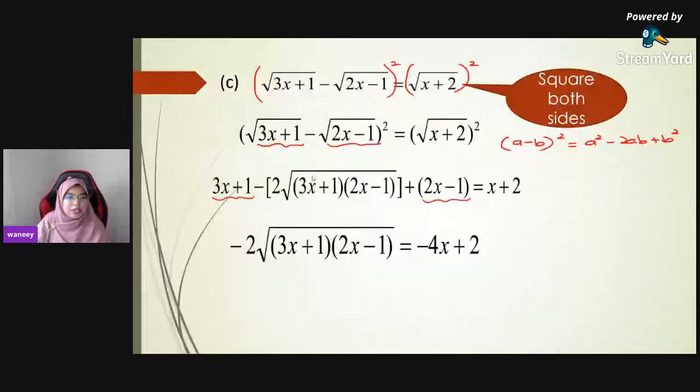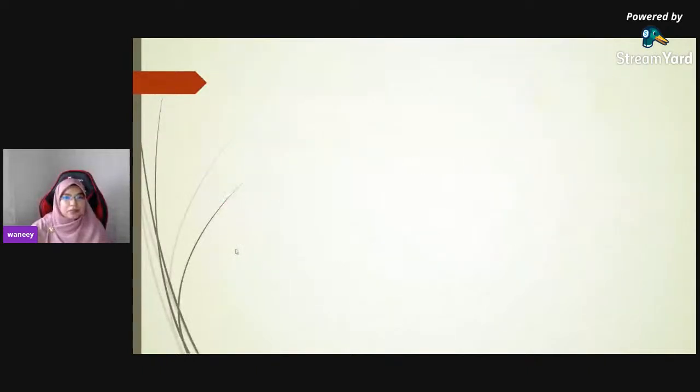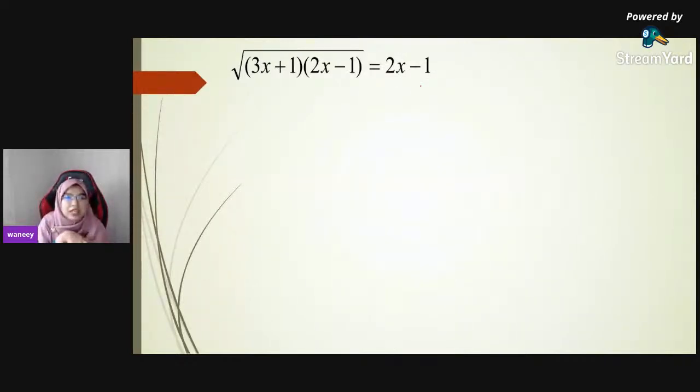Okay, so what do we have is negative 2, square root of 3x plus 1, multiply with 2x minus 1 equal to negative of 4x plus 2. So normally for me, I don't like any number to be in front of the set. So I prefer to bring it to the right hand side. Okay, so bring it to the right hand side, I have 2x minus 1 on my right hand side. And then on the left hand side, I'm left with 1 square root of 3x plus 1 multiply with 2x minus 1. So now we still have something with a square root. So square both sides again.